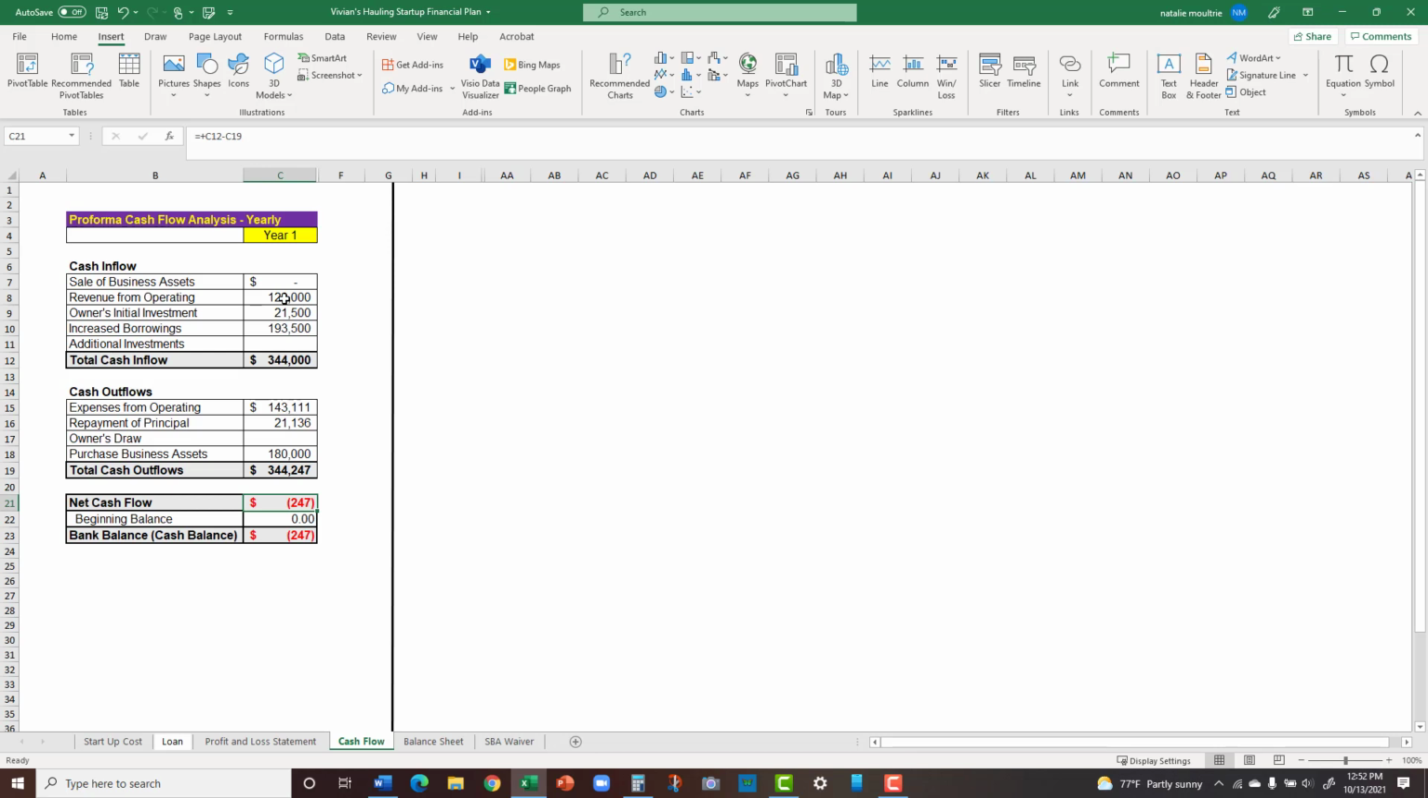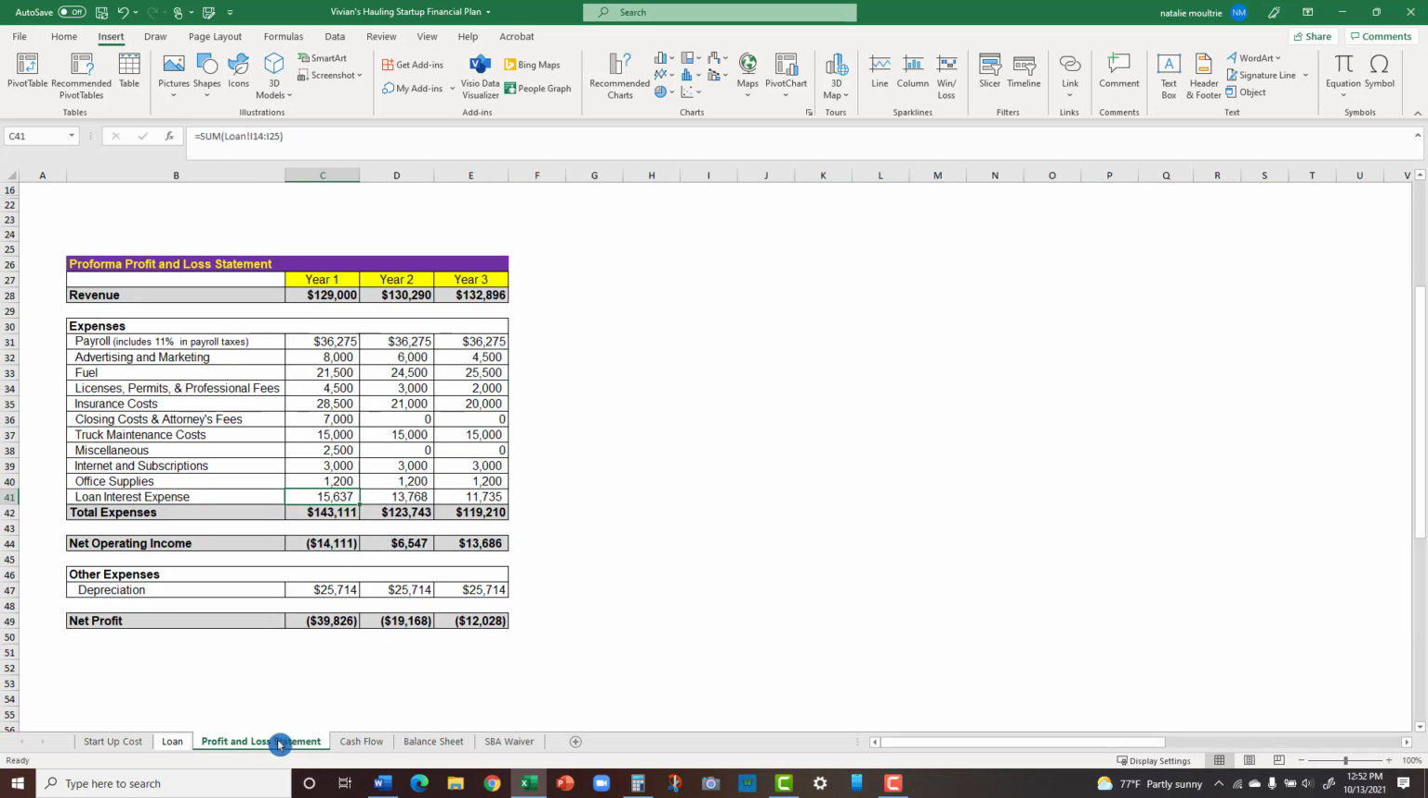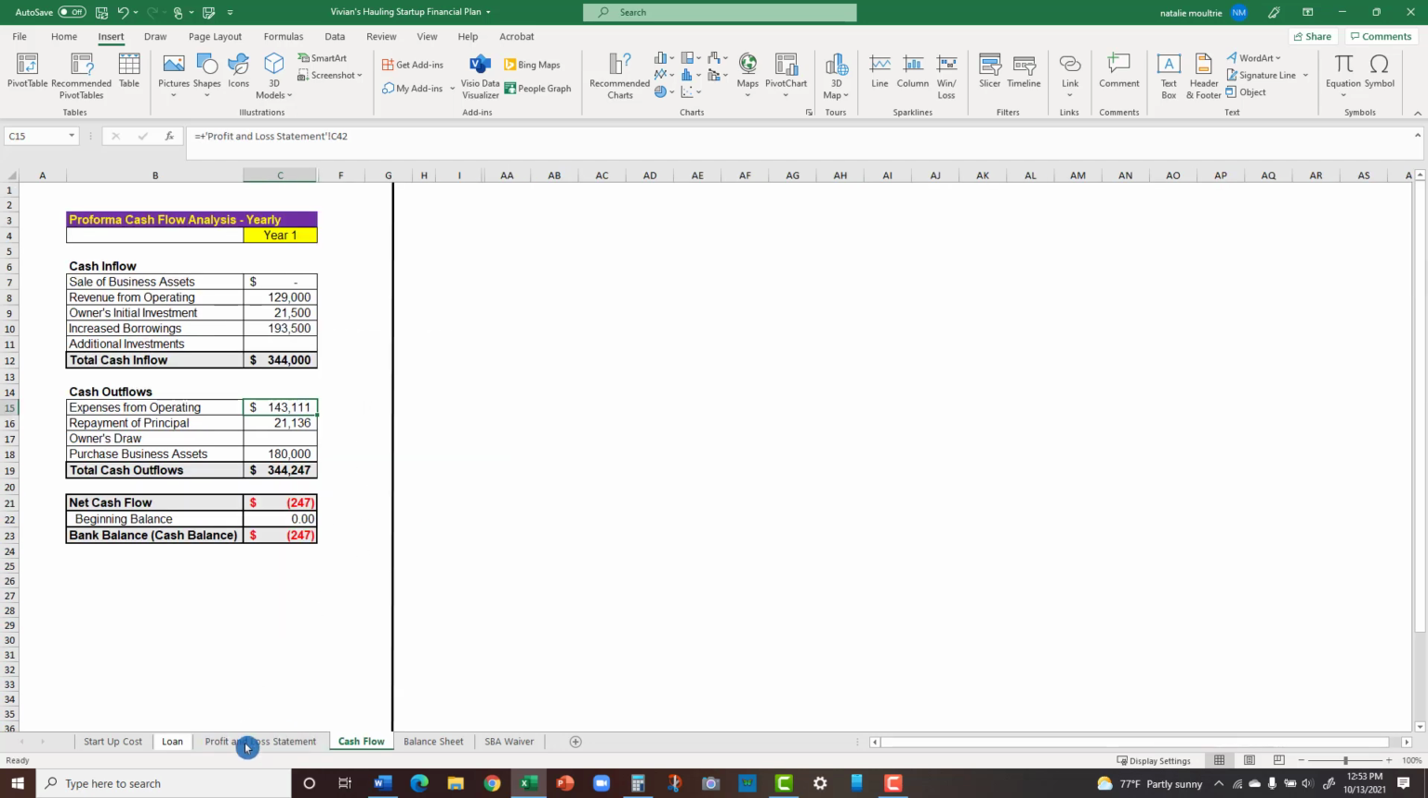Since we've already determined pretty much how we're going to get our money, let's not touch the revenue side, but let's take a look at our expenses. If we can somehow reduce some of our expenses, this is going to make this number look better. We want to put this number in a positive light, and one way to do that is to reduce our expenses. So let's go back to our profit and loss statement and see where we can reduce some of our expenses.